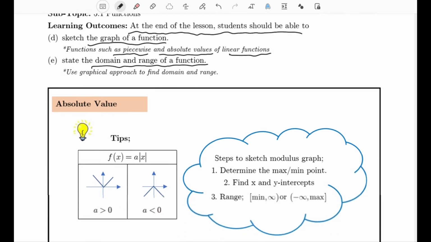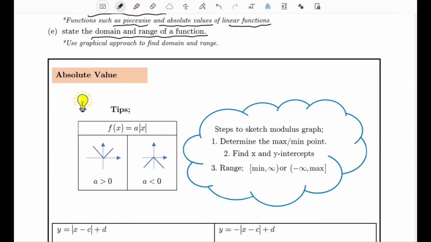Okay, so let's look at the absolute value graph first. So the tips. If you have f(x) equals a modulus x, if your a is greater than 0, the graph is pointing upwards. So if your a is less than 0, it's pointing downwards. Pointing upwards, pointing downwards. That's what I mean.